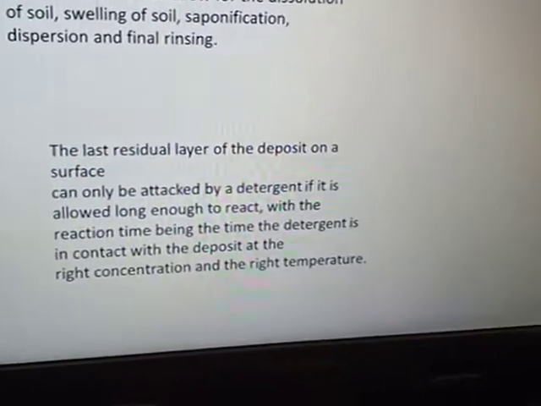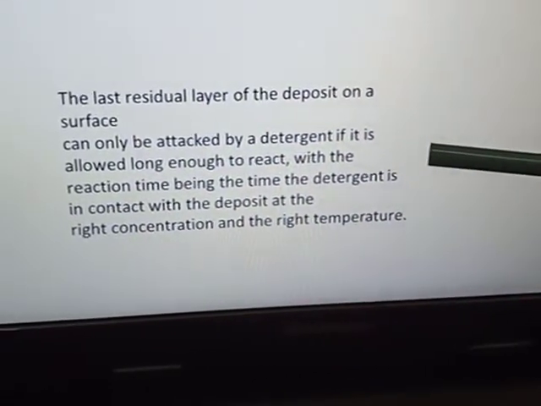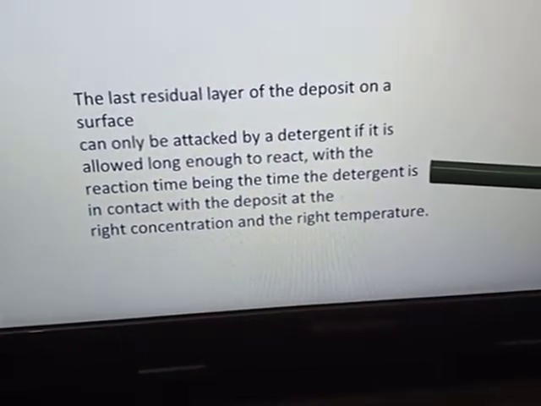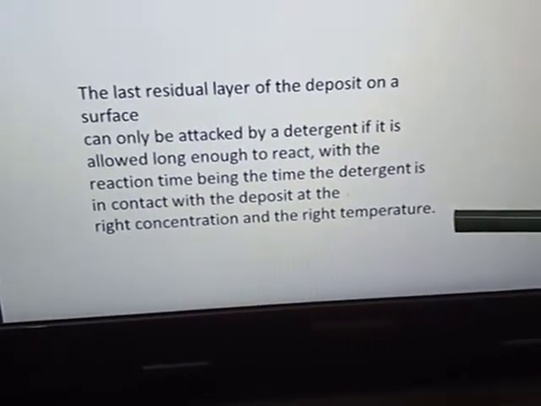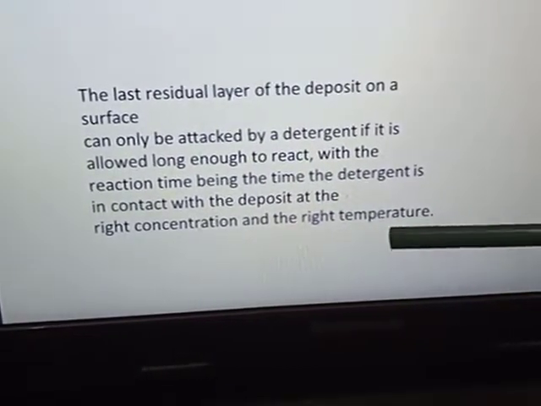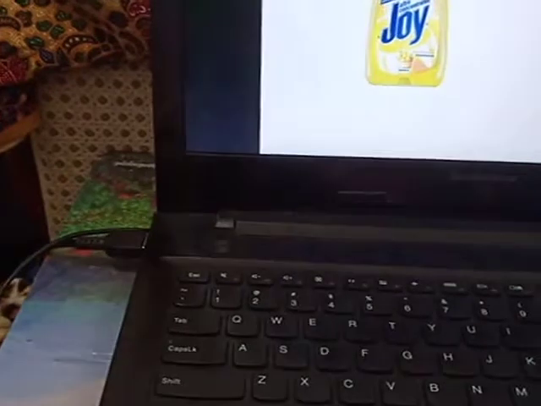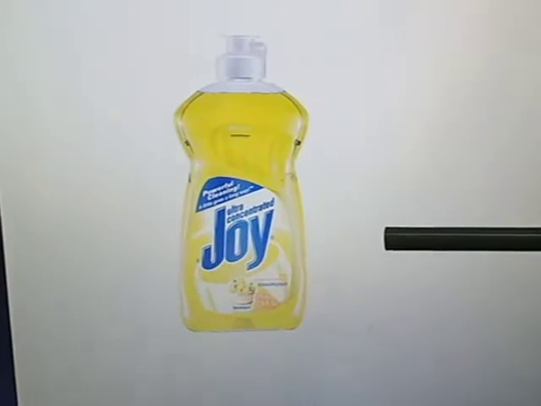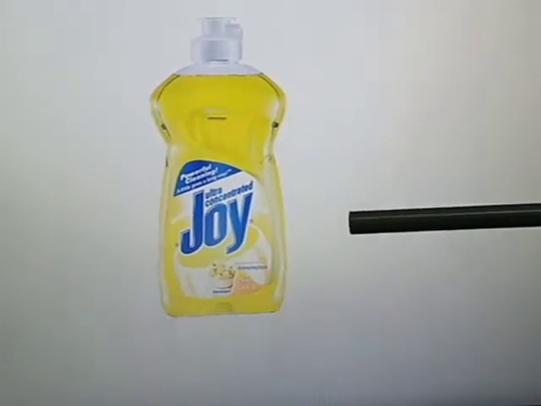The last residual layer of the deposit on the surface can only be attacked by a detergent if it is allowed long enough to react, with the reaction time being the time the detergent is in contact with the deposit at the right concentration and the right temperature. Sometimes you have to clean your surface using higher temperature. Joy is one of the most popular detergents used even at home to clean your dishes. A little bit expensive but very effective.